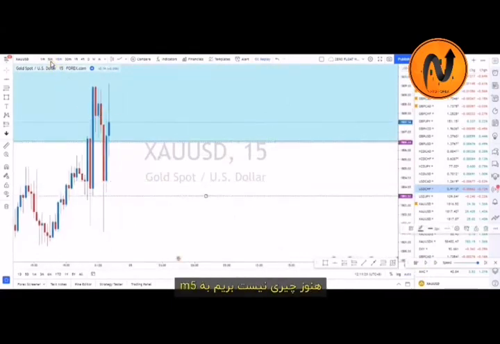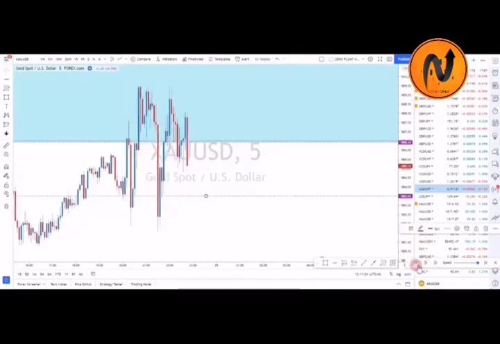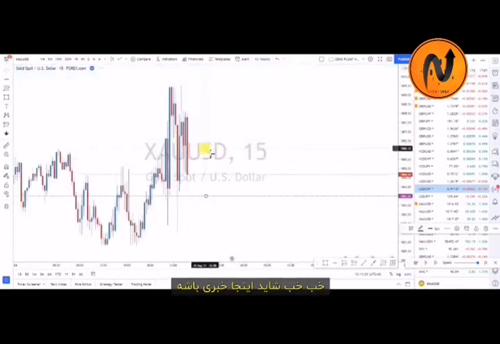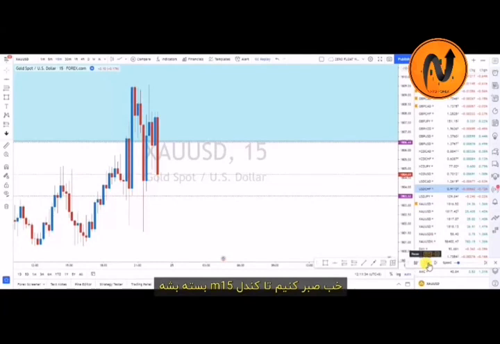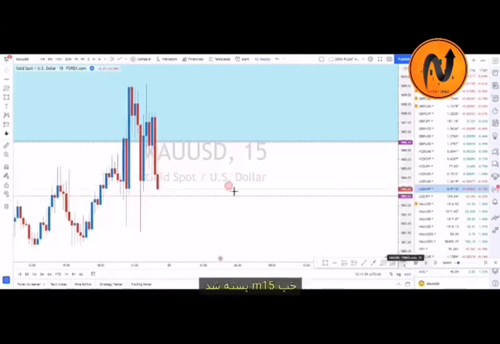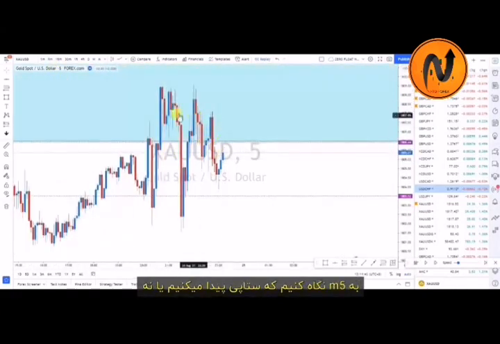Nothing yet. M5. Okay, we might have something here. M15, okay, let's wait for the M15 to close the candle. Okay, so M15 has closed. So what we should do now is look at the M5 setup, see if we can find any setup. No.